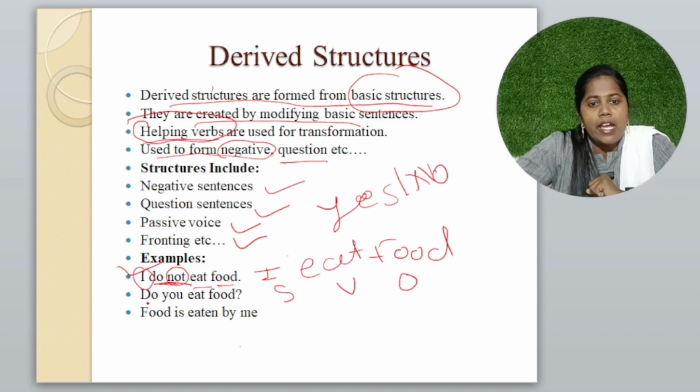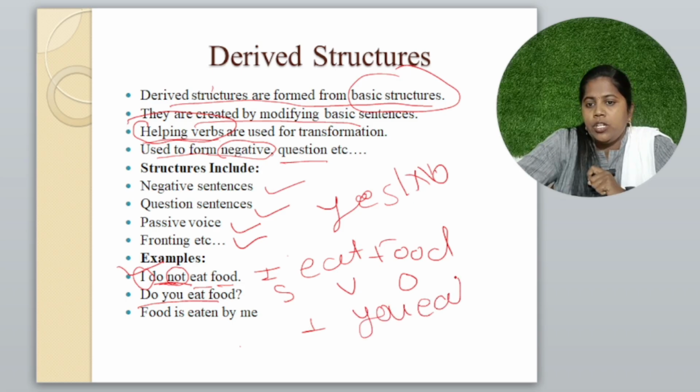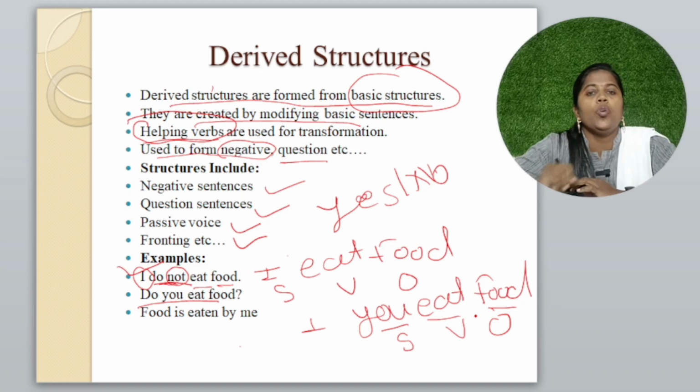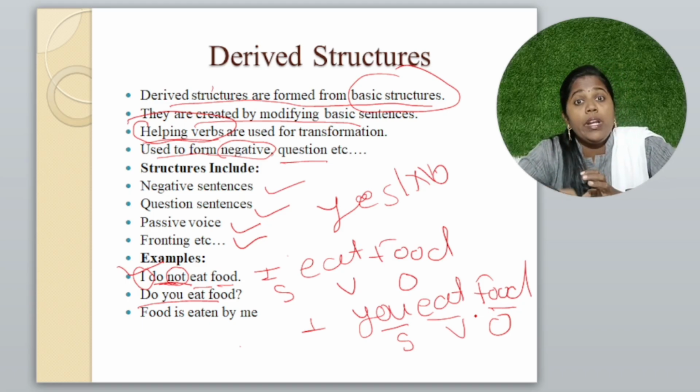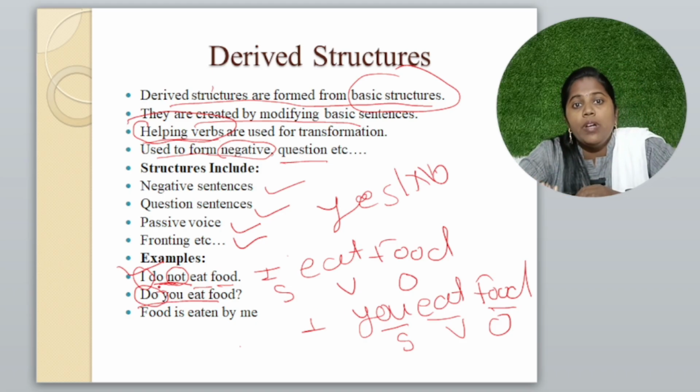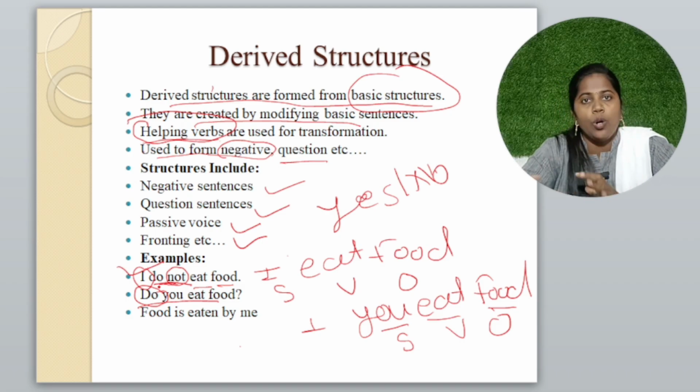One more sentence I have used is: do you eat food? If I use the basic structure, that is, you eat food, this is the basic structure, and the structure is S, V and O. That's why this is the basic structure. But if I want a derived structure, what I have used here is the helping verb do, to form a question: do you eat food? It indicates a question. You will answer yes or no. That's why it is a yes-no type question. So a yes-no type question is also a type of derived structure.